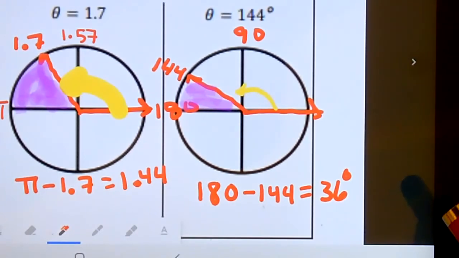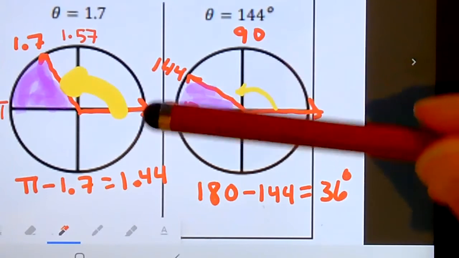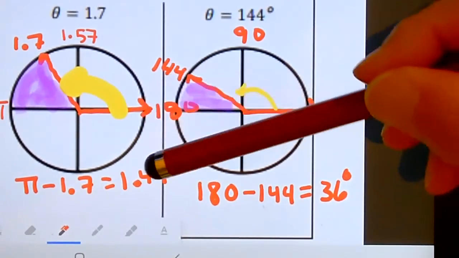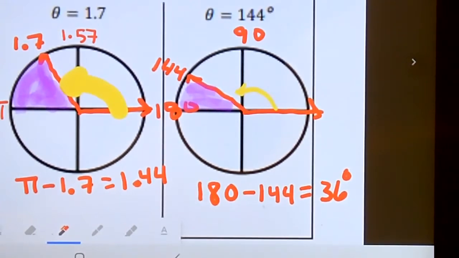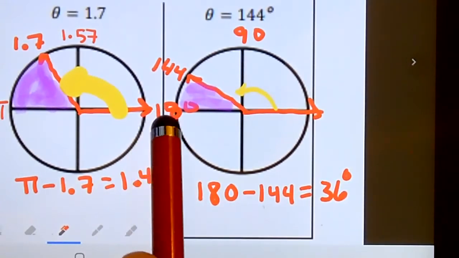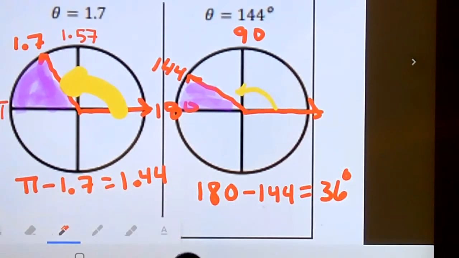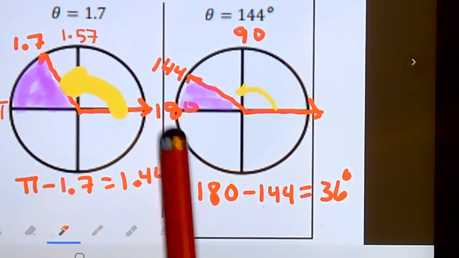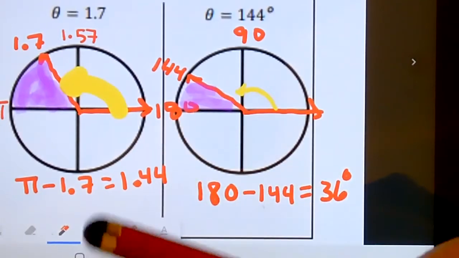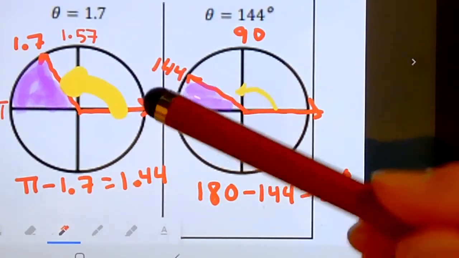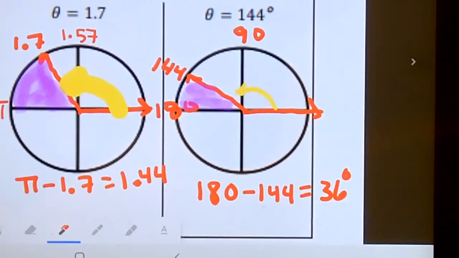So again, you always want to figure out how far above or how far below, how far off you are from your x-axis. And you're either going to be paying attention to 180s and 360s, or you're going to be paying attention to pi's and 2 pi's. That's what you're always going to be comparing it to, either subtracting or adding depending on which direction you're going.